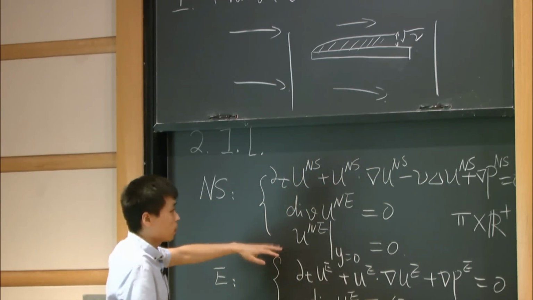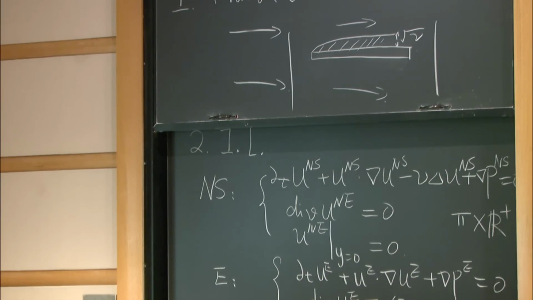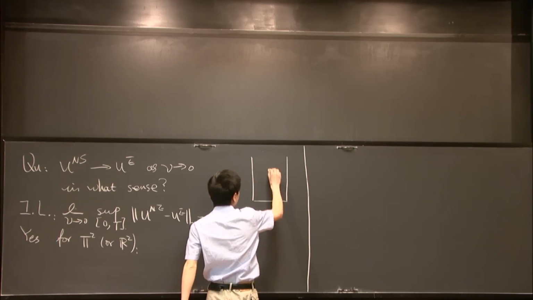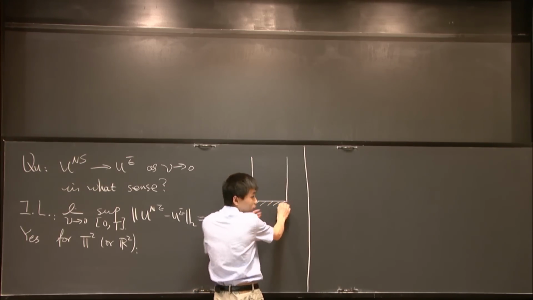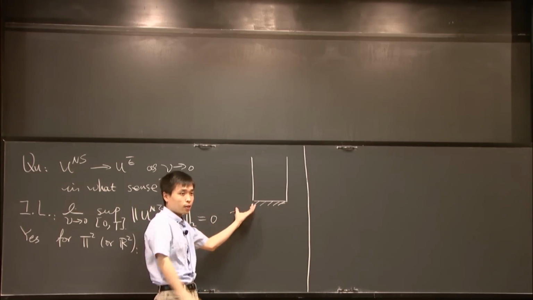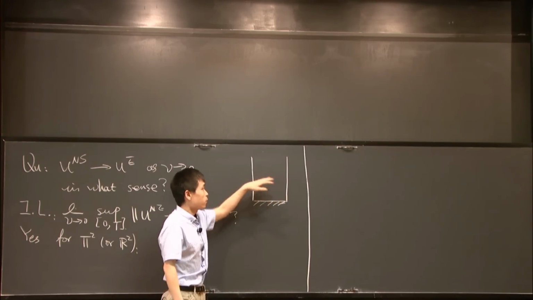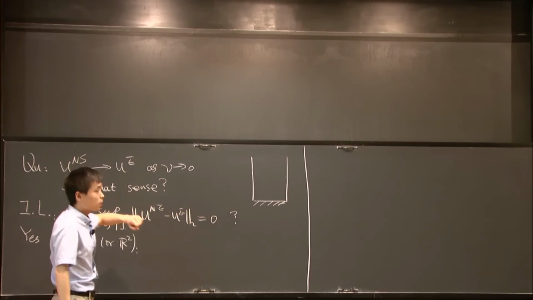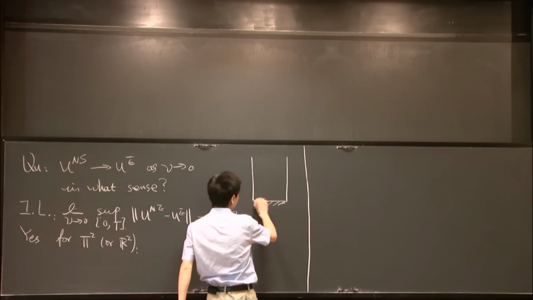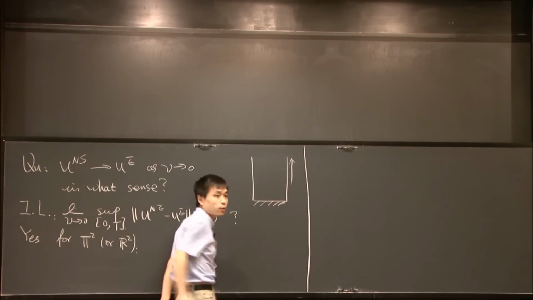In our case, the domain we are considering is this, right? That's the boundary. You can consider this just as the plate, and that's the fluid. And then it's periodic in the other direction. Periodic in this x direction, and in the y direction it's the positive half-line.